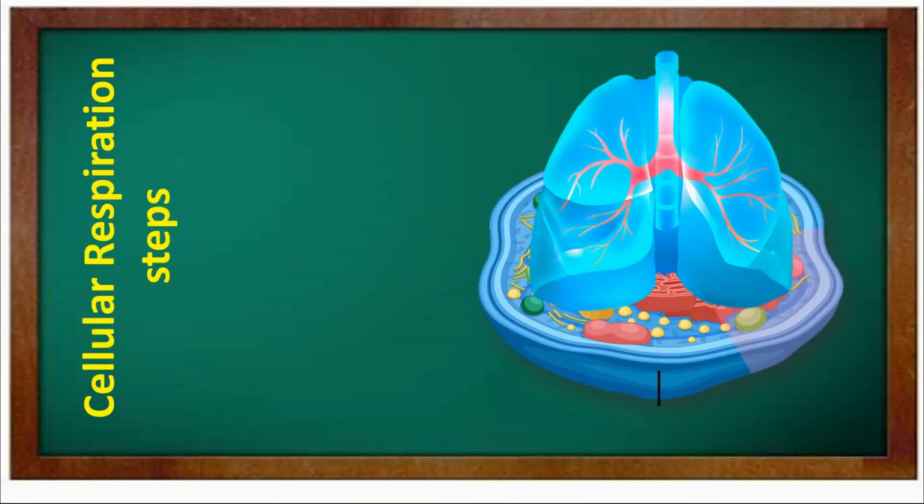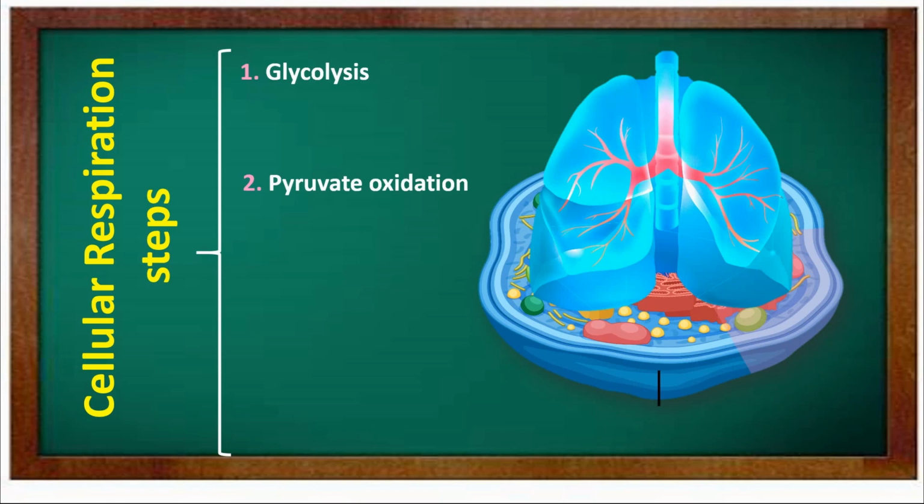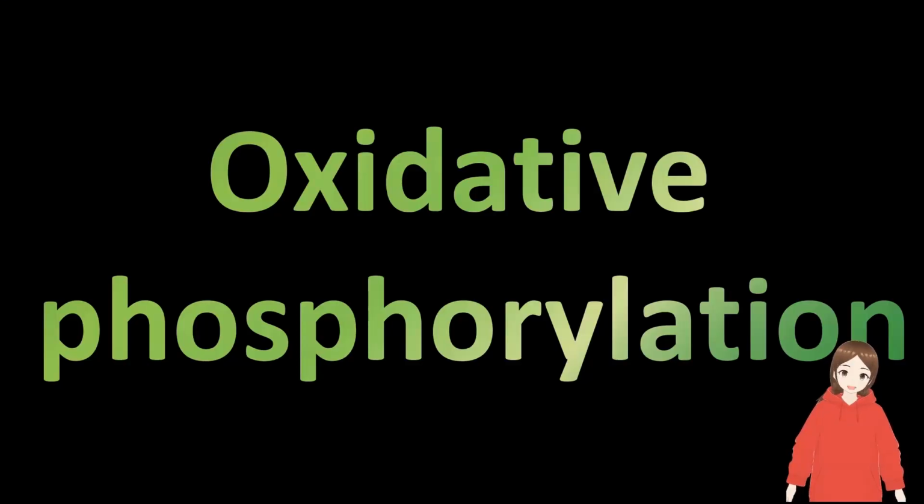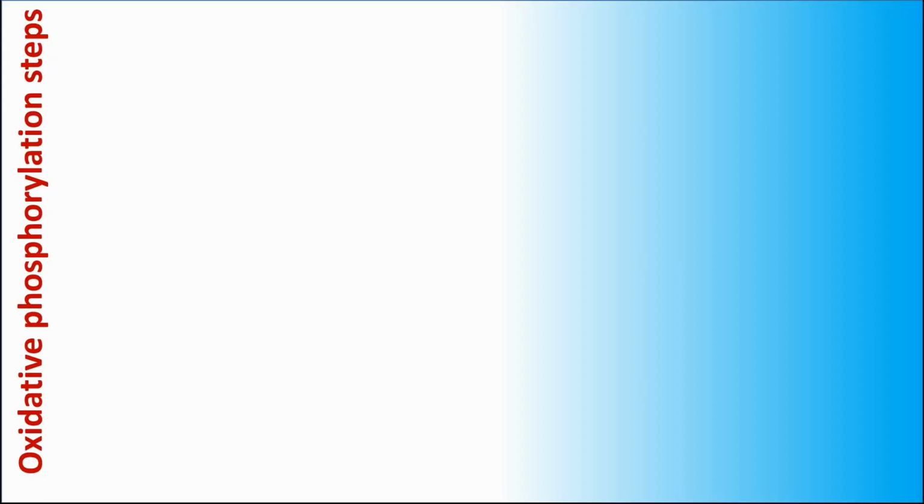Cellular respiration steps. Cellular respiration has 4 steps. Step 1. Glycolysis. Step 2. Pyruvate oxidation. Step 3. Citric acid cycle. And Step 4. Oxidative phosphorylation. Oxidative phosphorylation steps. Oxidative phosphorylation has 2 parts, electron transport chain and chemiosmosis.